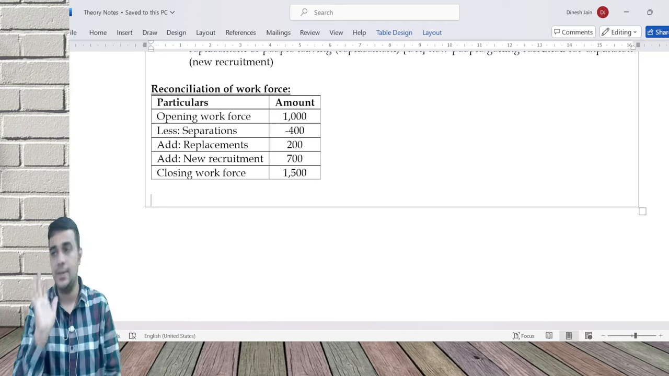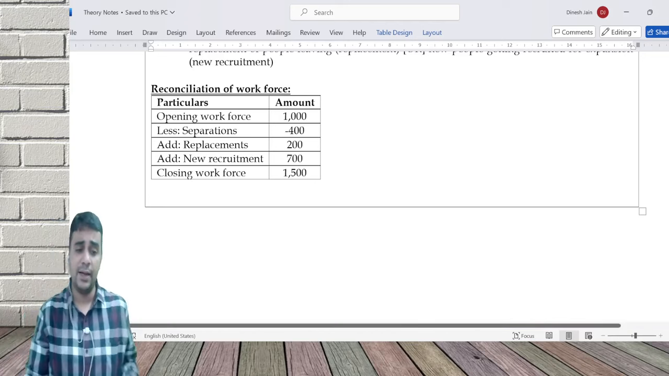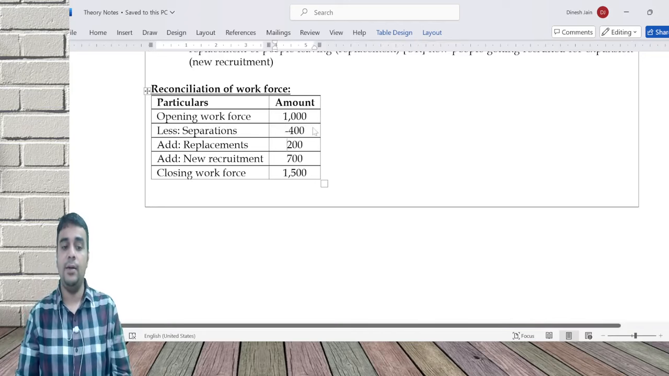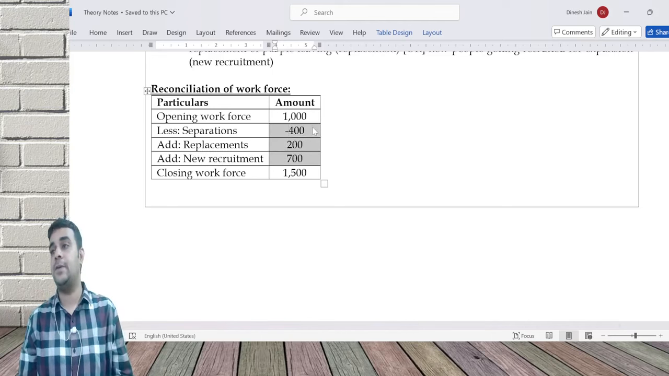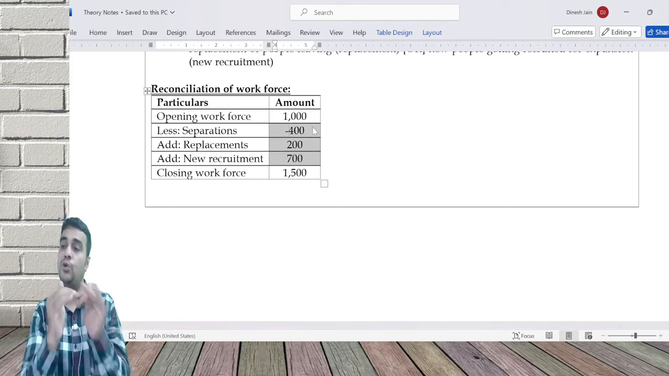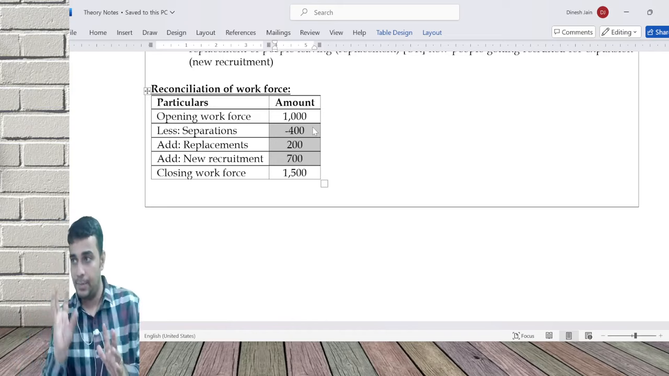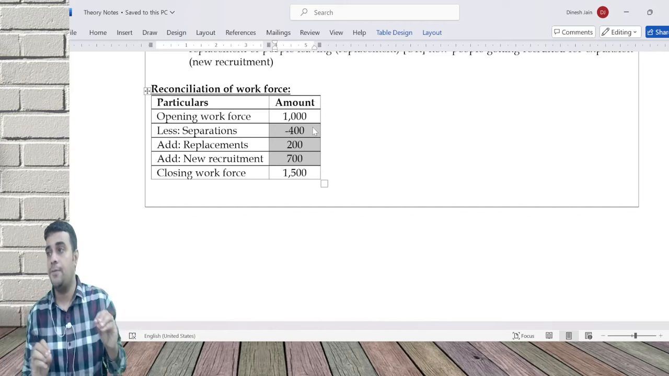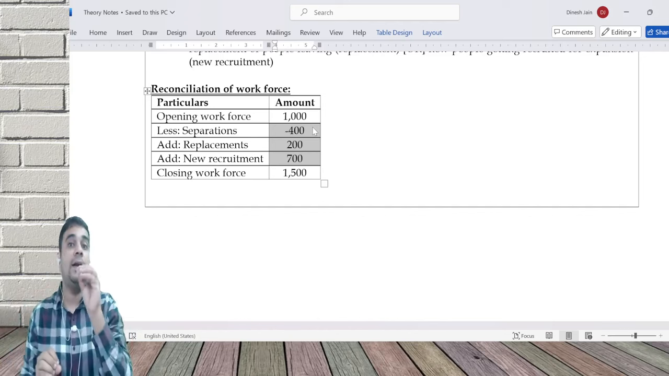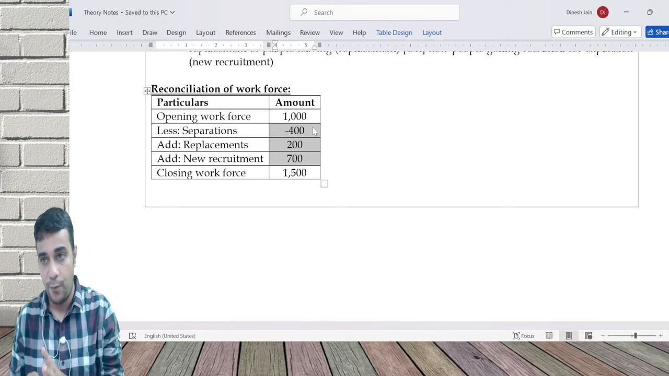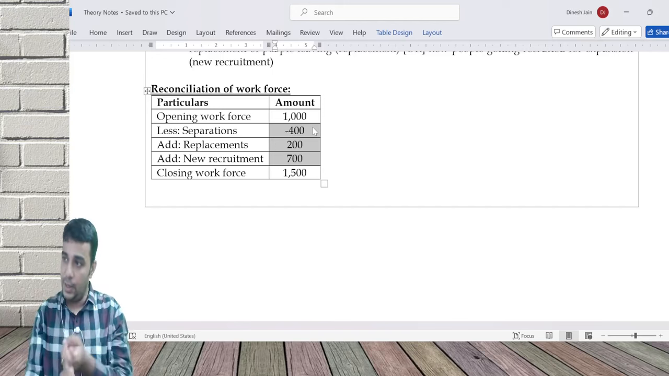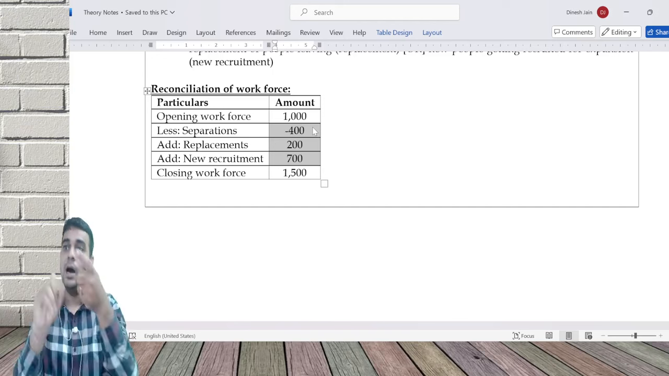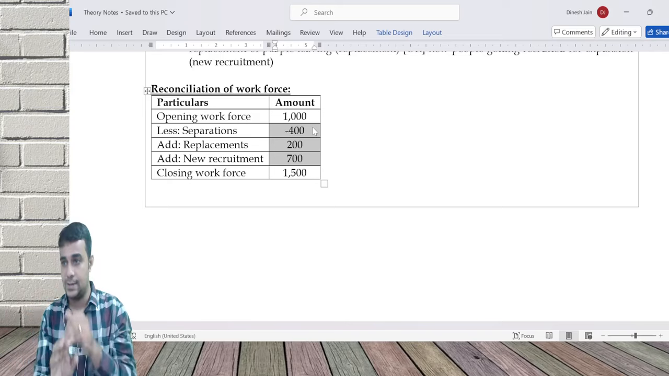For every method, the denominator is 1250. The numerator can be 400, 200, 700, or 400 plus 200 plus 700, and there's another method which takes only 200 and 700. I'll explain that method, but totally we have 5 methods. For every method, the denominator is average workforce, and the numerator can be only separation, only replacement, only new recruitment, all the three, or only 2 items. What are those 2 items? I'll discuss. Any doubts on this?